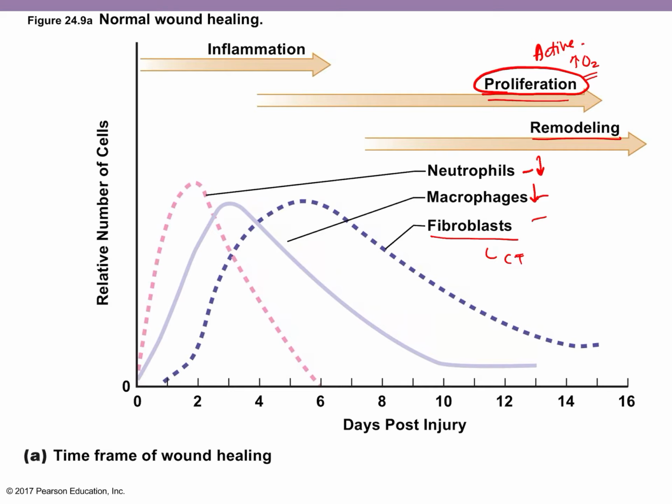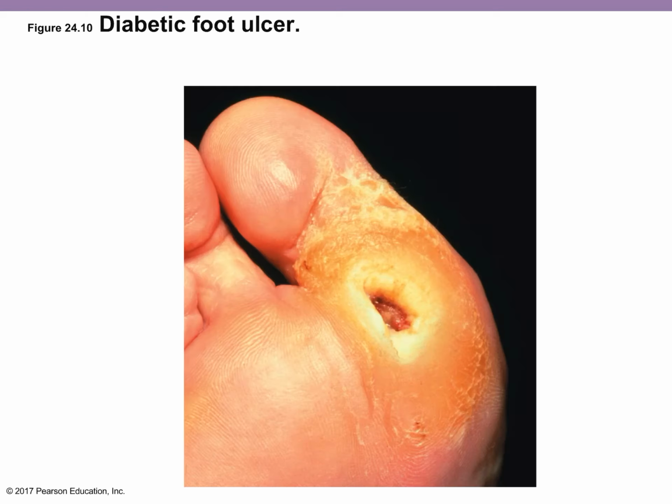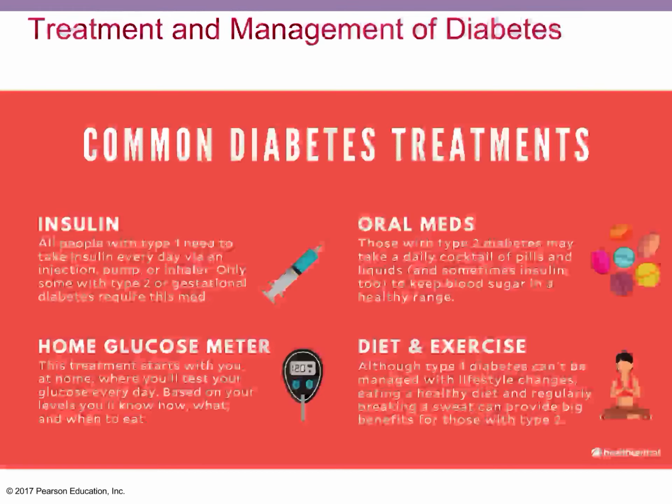So we can see that at all these different levels, we can actually get altered or slow wound healing. And one of the hallmark signs of diabetes is getting these foot ulcers. Foot ulcers are really common, and because there is some form of neuropathy present, someone might not notice they have this foot ulcer.